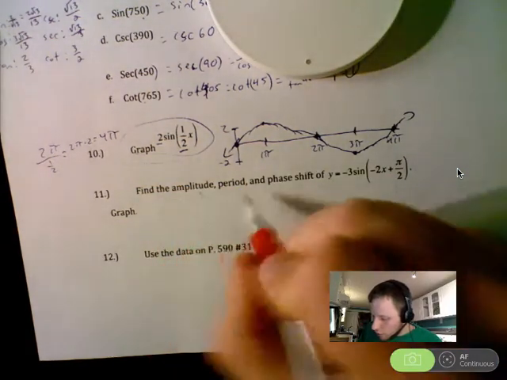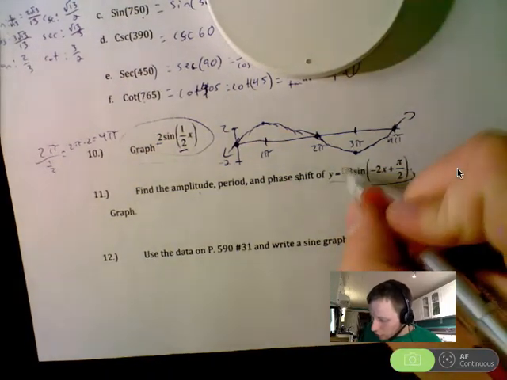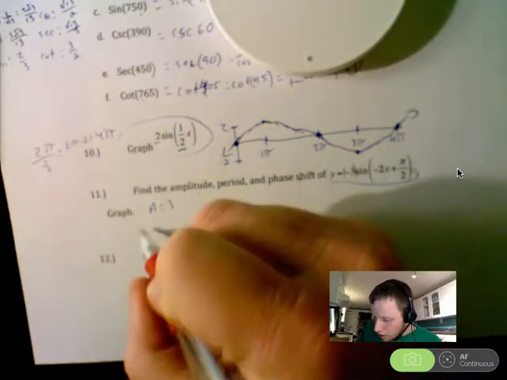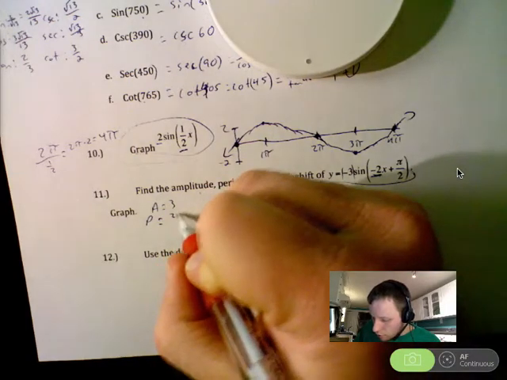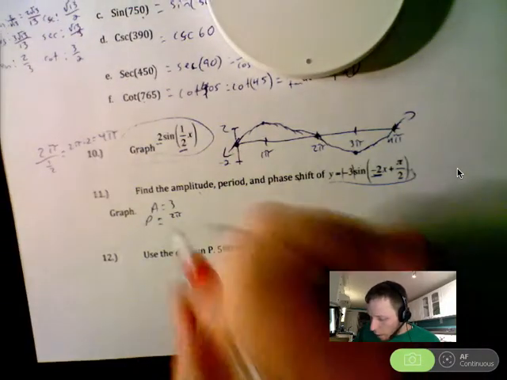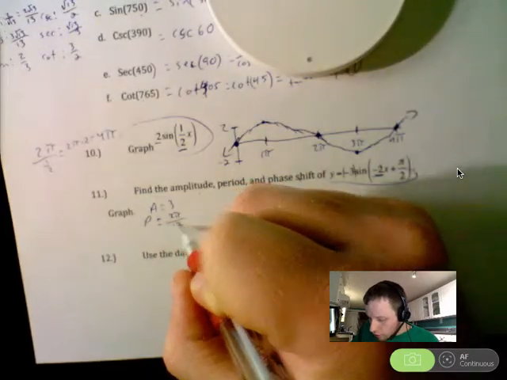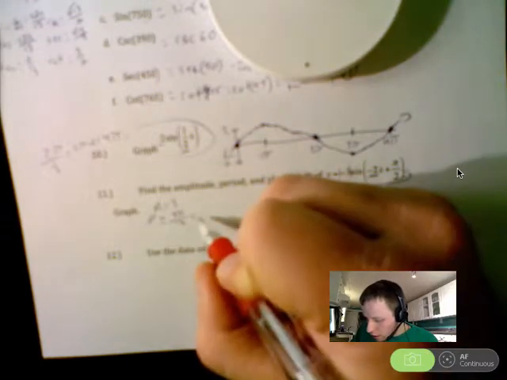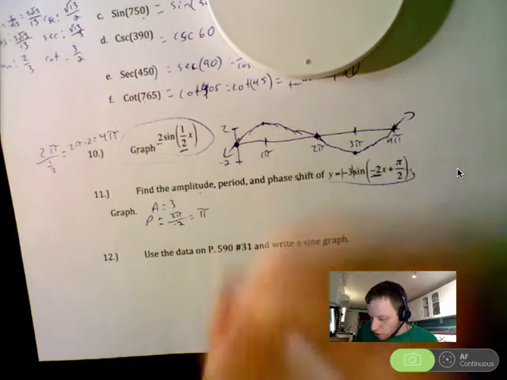Now to find the amplitude, period, and phase shift of this guy, the amplitude is the absolute value right here, so amplitude is equal to 3. The period is equal to 2 pi over negative 2. So our period is actually going to be negative pi, but a period is a distance or length of time, so you can say it's just pi.